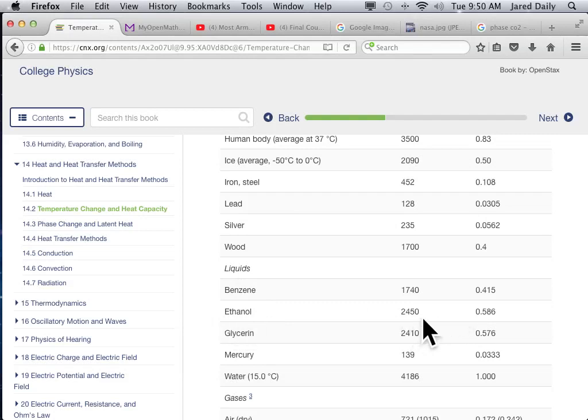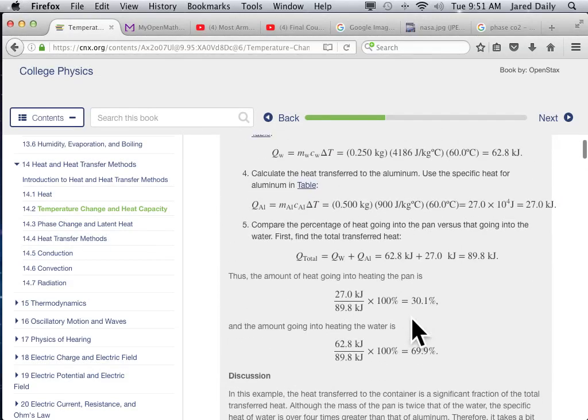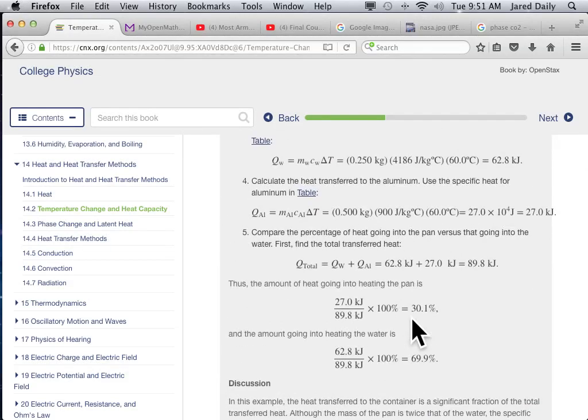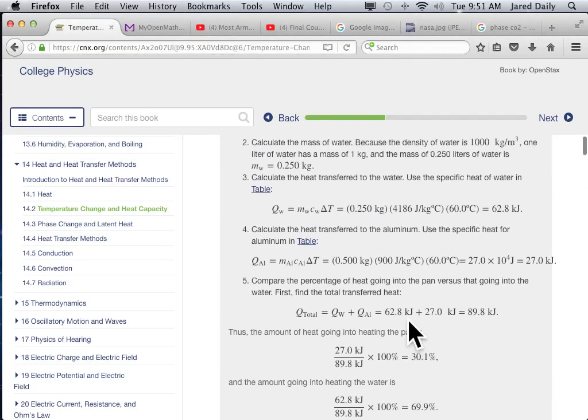So 2,450, about half what it is for water. So we put 2,450 in there instead of the 4,186. All right? 2,450 right there instead in the 60 degrees. And you're going to get about 35 kilojoules of energy. So it took 35 kilojoules of energy to change the alcohol 60 degrees Celsius to heat it up.